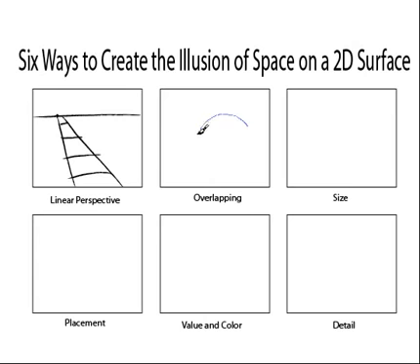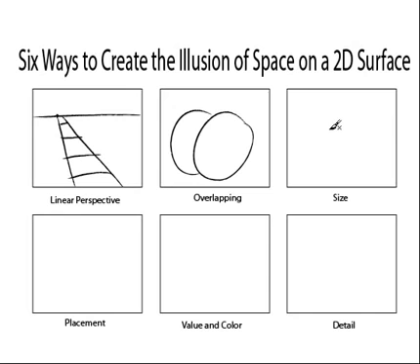Second way to create the illusion of space is overlapping. When you have one object that is closer than another object, you can't see part of the object because there's overlapping that occurs. So if this object is in front of this object, some overlapping will happen. You won't be able to see part of that object behind it.